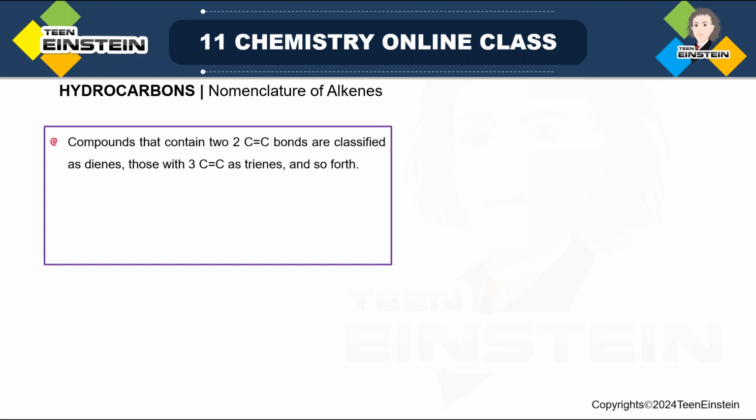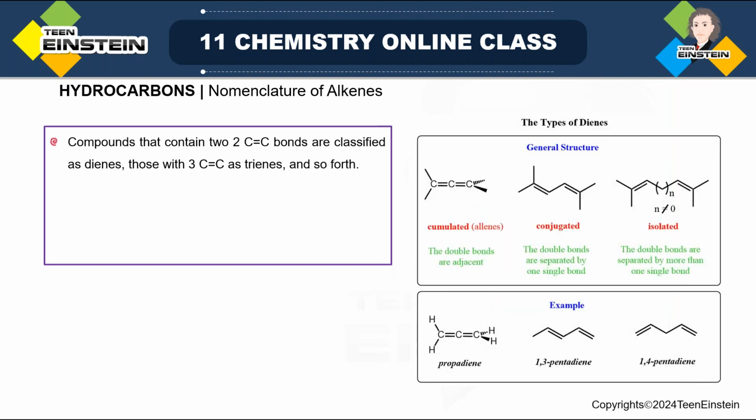Nomenclature of alkenes. So we have already seen that compounds can have 2 C=C double bonds or 3 C=C double bonds. So they will be diene and triene. Now we will see some examples of different types of diene. Under the diene category, there are different types of possibilities. Look at the first possibility, number 1, which is called cumulated. Another name for this particular class of compounds is allenes.